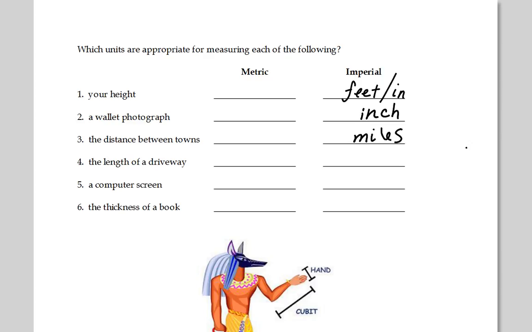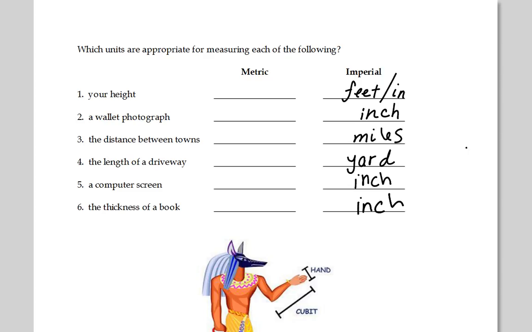What about the length of a driveway? This is equivalent to the meter, but in imperial would be the yard. So football uses yard. The CFL and the NFL. What about my computer screen? That'd be like your TV screen. Be like, oh, I'm going to go get a 50-inch TV from Best Buy. So you'd use inch. And the thickness of a book, again, that would be inch. Now let's try to make sure we can understand what those would be in metric.